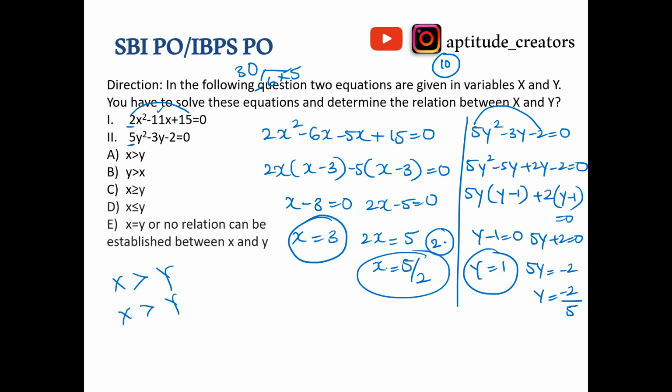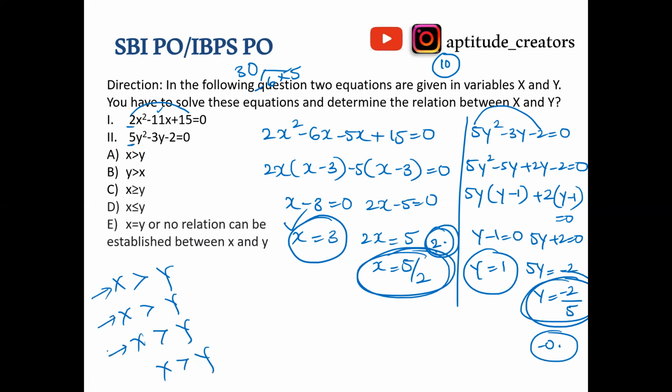In the second case also, x is greater when compared to y. Now x is equal to 3 and y is equal to minus 2 by 5, which is giving the result in points, 0 point something. Means x is greater when compared to y. Now x is equal to 5 by 2 and y is equal to minus 2 by 5. This is minus 0 point something and this is 2 point something. Means x is greater when compared to y. Correct? In all the cases x is greater when compared to y. We can say the final answer is option A.